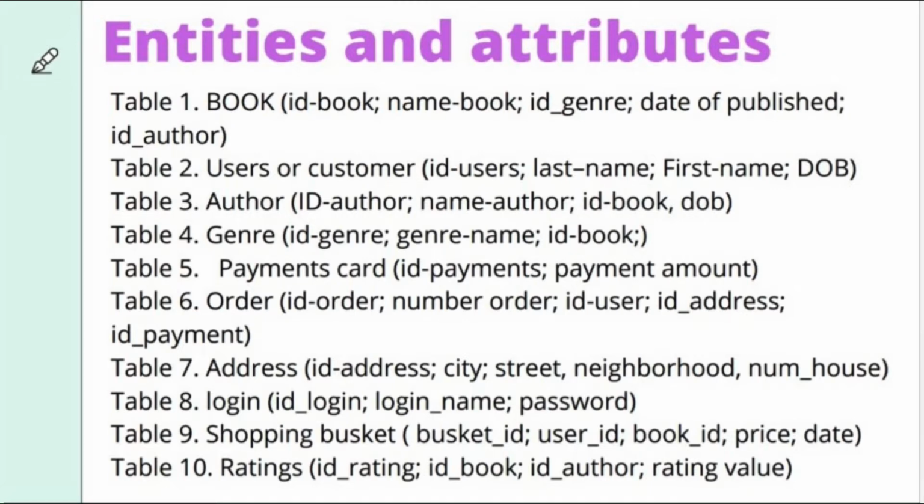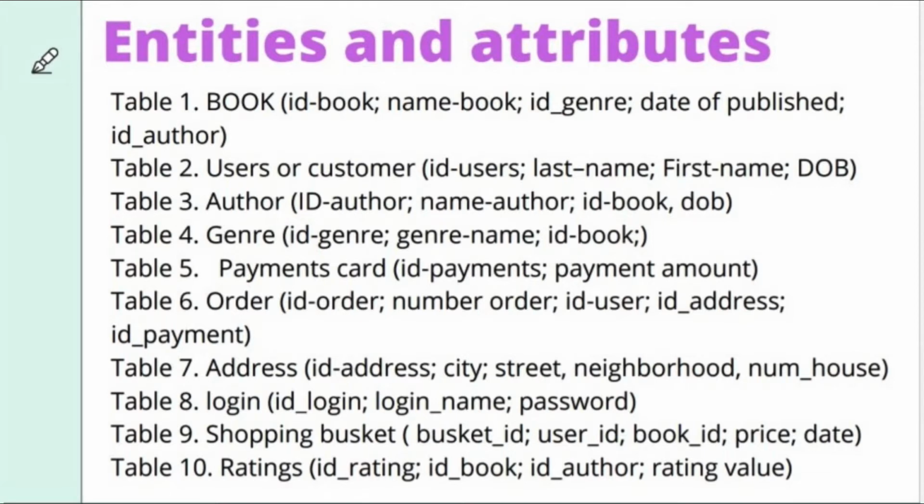Table 5, payment cards. It contains ID payments, payment amount. The next table is order. It contains ID order, number order, ID user, ID address, ID payment as a foreign key. So the next table, 7, address. It contains ID address, city, street, neighborhood, number of house. So the next table, 8, login. It contains ID login, login name, password.